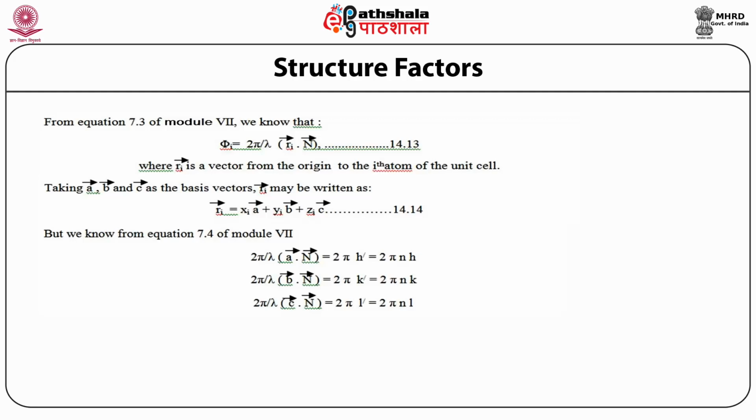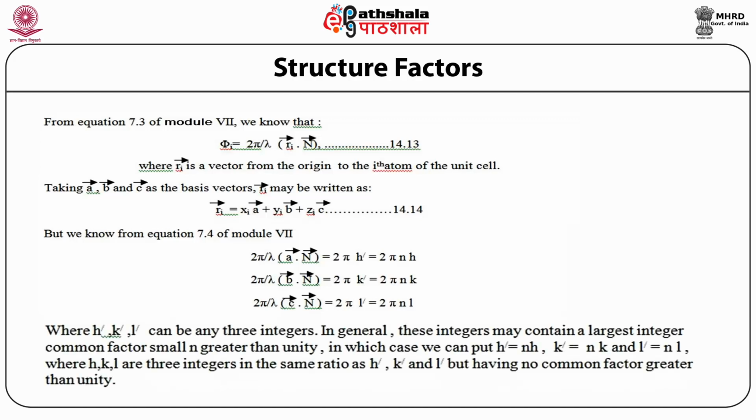Similarly, 2 pi by lambda dot product of b vector and capital N vector is equal to twice pi k prime equal to 2 pi n k. Twice pi by lambda c vector dot N vector is equal to twice pi l prime equal to 2 pi n l, where h prime, k prime, l prime may be any three integers.